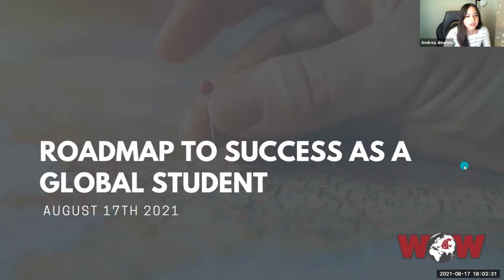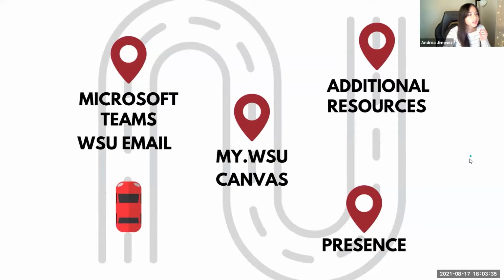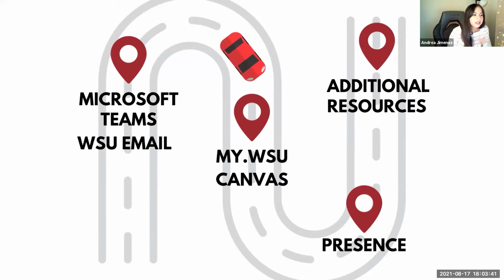So just to give you all a basic idea of what we're going to be talking about today, we're going to start off talking about Microsoft Teams, WSU email, your Outlook account, and some handy stuff to keep in mind. Then we're going to go on to my.wsu and Canvas, just some basic things. We all know that we're transitioning from Blackboard to Canvas this year, so it's going to be new for everyone.